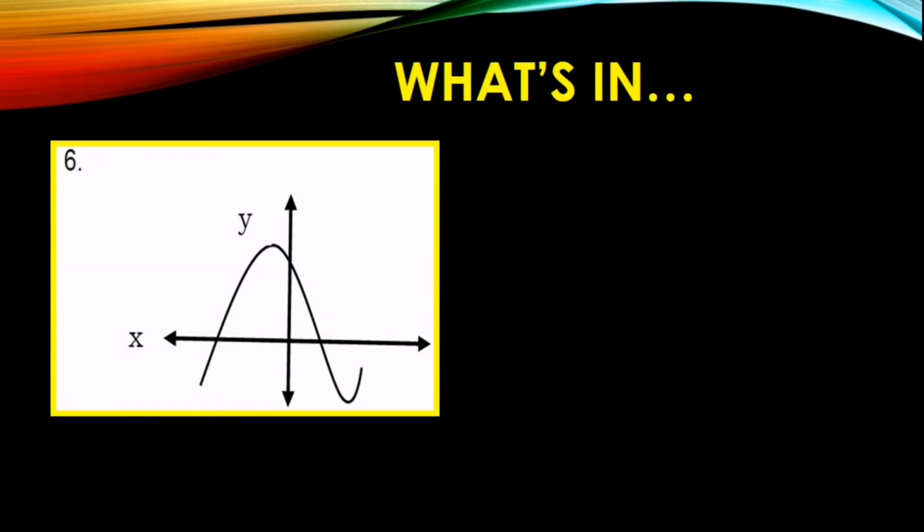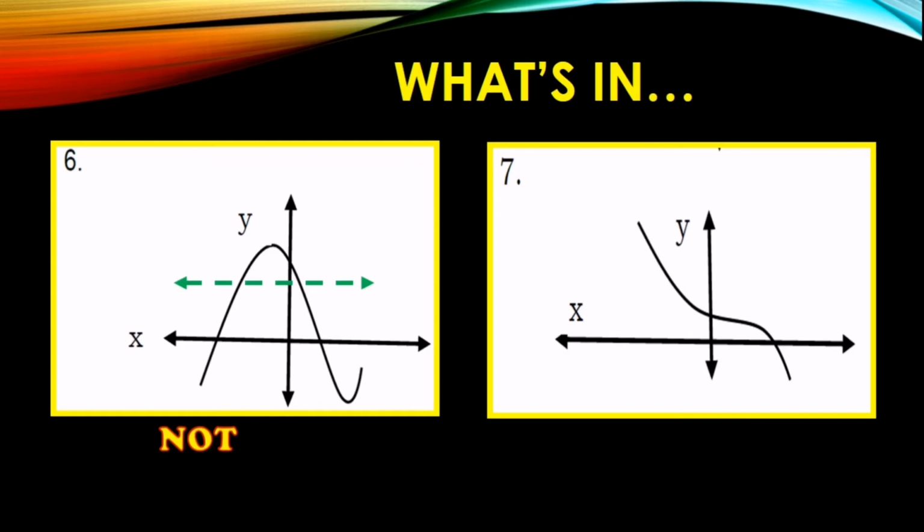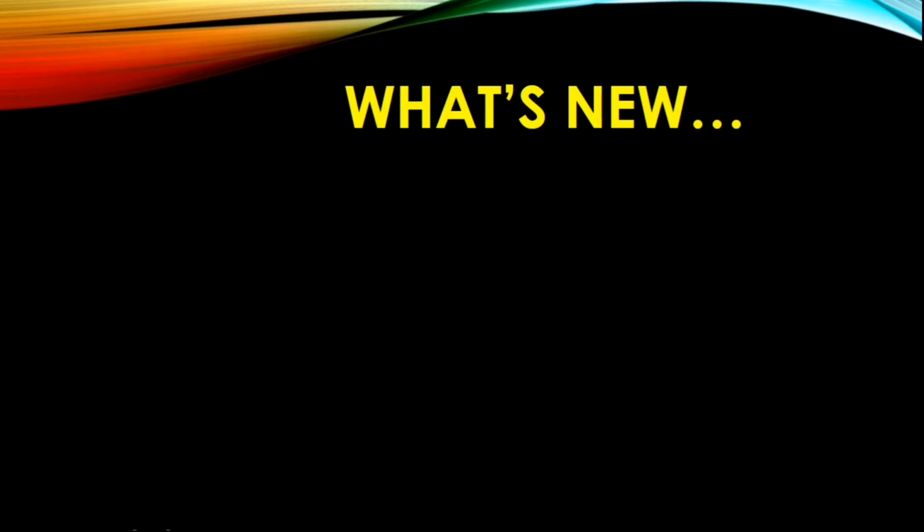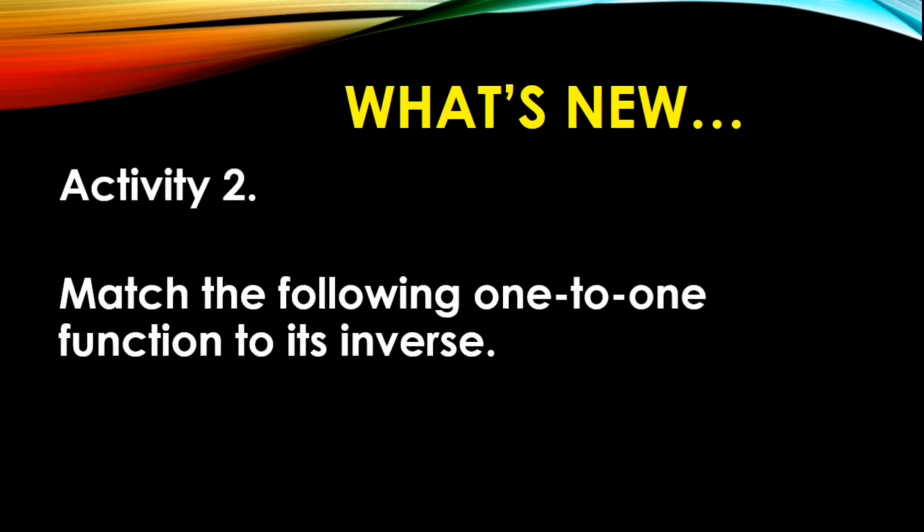Number 6, we have here a graph. Now, if we are to test this with a horizontal line test, the graph touches the horizontal line at exactly 2 points. So this means this graph is not a one-to-one function. Number 7, if we are to draw a horizontal line, the horizontal line touches the graph at only 1 point. So this is a one-to-one function. Activity 2, match the following one-to-one functions to their inverses.